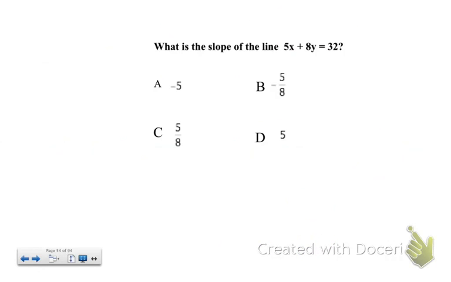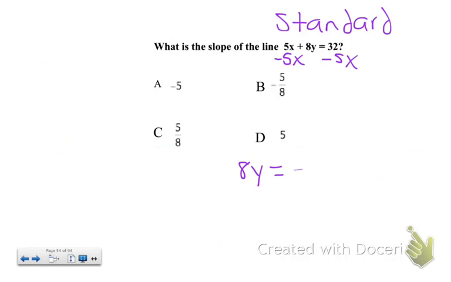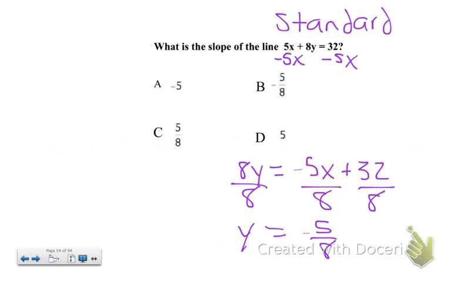Okay, what is the slope of the line 5x plus 8y equals 32? Remember, this is standard form, so there's no way to tell the slope until you put it in slope-intercept form. So always subtract the x term, get 8y equals negative 5x plus 32, then divide by 8, y equals negative 5x over 8 plus 4. It's just asking for the slope. Remember, that's the coefficient of the x. So it is B, negative 5 over 8.